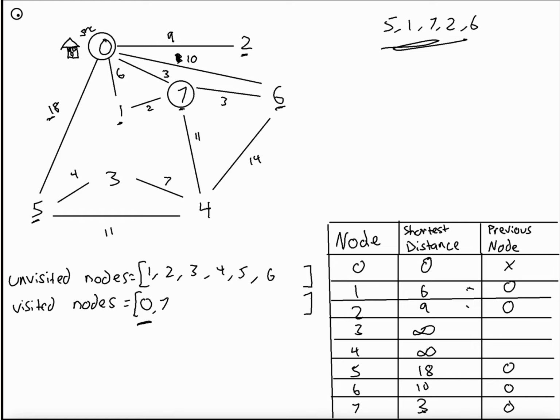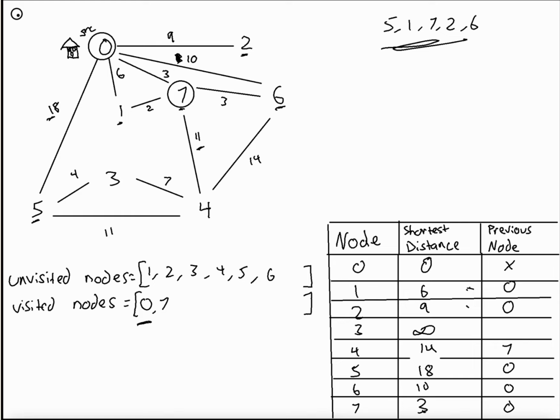Okay, so 7 now unlocks more paths to get to nodes that we haven't visited yet. I can see 4 is a good example of that. So I'm going to rub that out. It's infinity here. And I'm going to update this 4 with a path of not just this 11, but also the 3 that it took to get to vertex 7. So 3 plus 11 is 14. So we have a shortest distance of 14, and we come from node 7 this time.